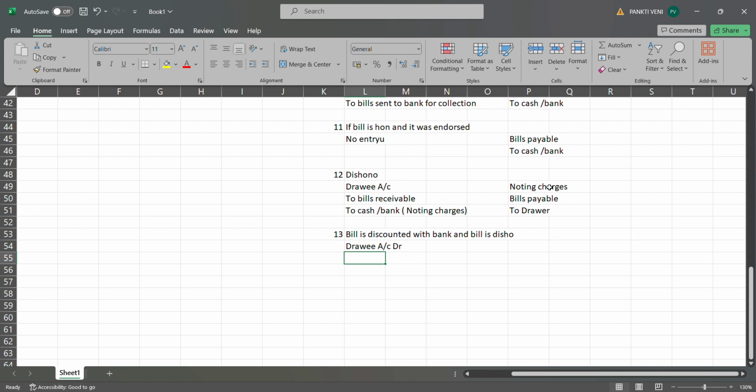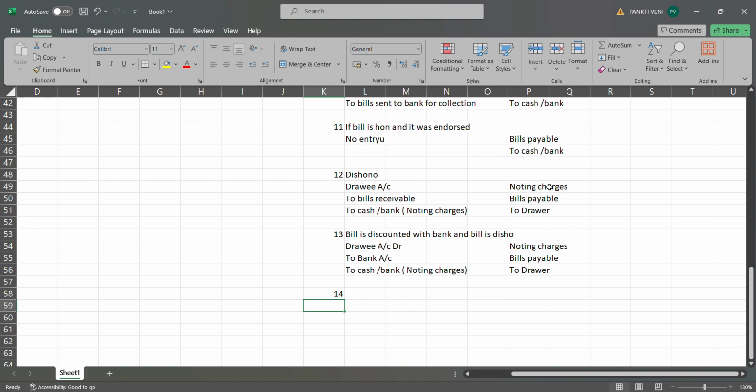Then what is next? You are supposed to make payment to the bank, because the bank had paid you, so you will have to make payment to the bank. Here you will have noting charges also, so to cash or bank, you will pay noting charges. Now here again the same dishonor entry, bills payable, noting and drawer. Your dishonor entry will be the same in case of the drawee.